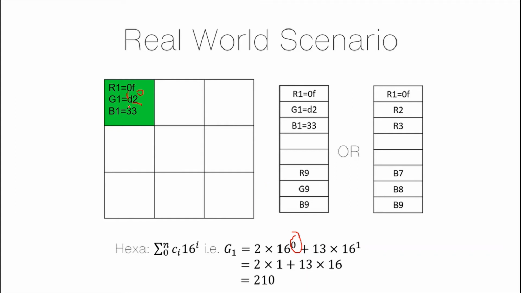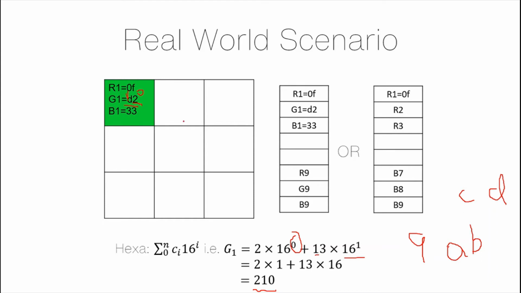And then D, which represents 13, because 9, and then A is 10, B is 11, C is 12, and D is 13. So 13 times 16 power 1. Now normally, if you were working with decimals, instead of 16 you'll have 10. So you have 2 times 1 plus 13 times 16, which gives an equivalent decimal value of 210.